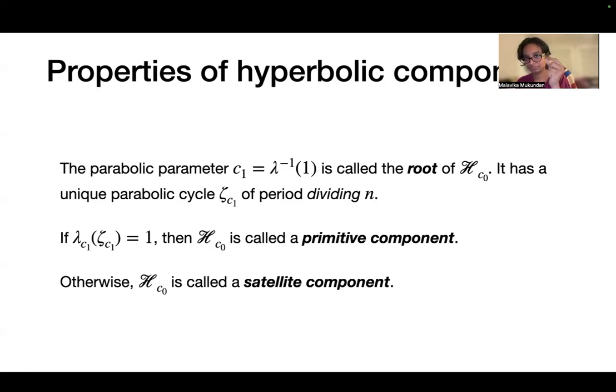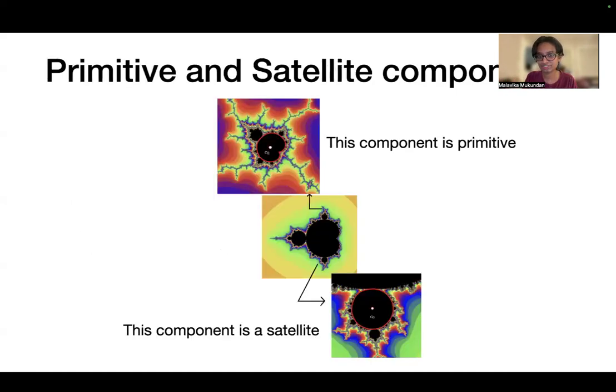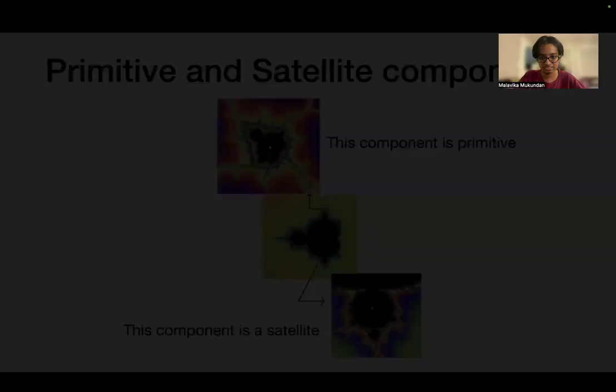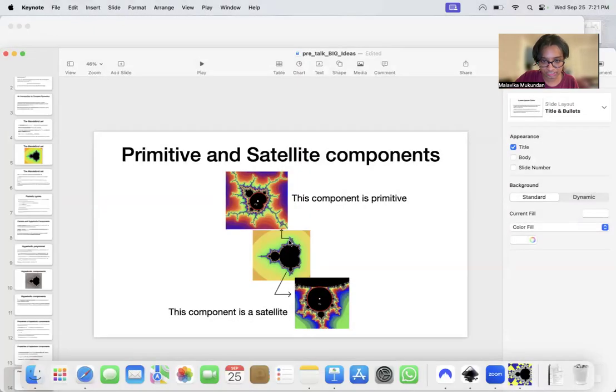If you move around in the component towards the root, then the attracting cycles of period n collapse into a parabolic cycle of smaller period as you tend towards the root. So we make a distinction between primitive and satellite components, and there's actually a very visual difference between the two types. So what I've done here, I've zoomed into two different components of the Mandelbrot set. If you zoom into this region of the Mandelbrot set, you'll see the smaller copy of the Mandelbrot set, and the red curve is the boundary of a specific hyperbolic component.